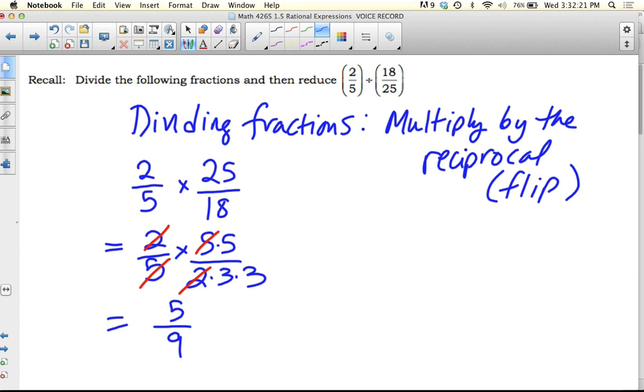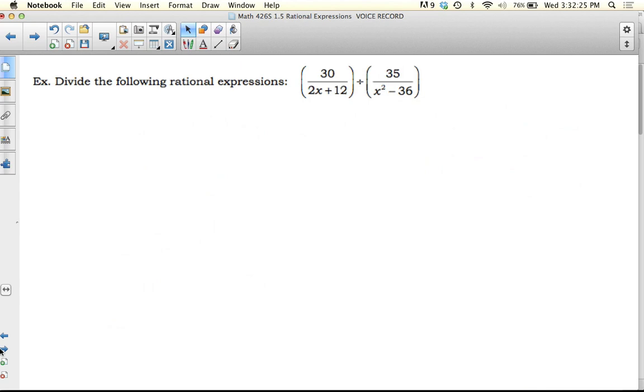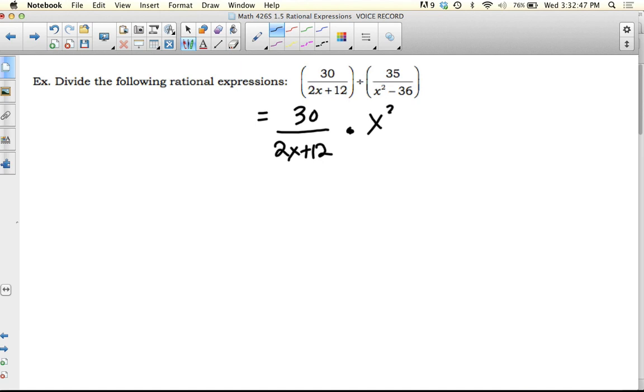Okay, so now let's take this as an example for our rational expressions with polynomials. So we have 30 over 2x plus 12 divided by 35 over x squared minus 36. So just like I was saying before, we're going to change this into a multiplication by multiplying by the reciprocal. So 30 over 2x plus 12 is the same thing as multiplying by the reciprocal, so x squared minus 36 over 35.